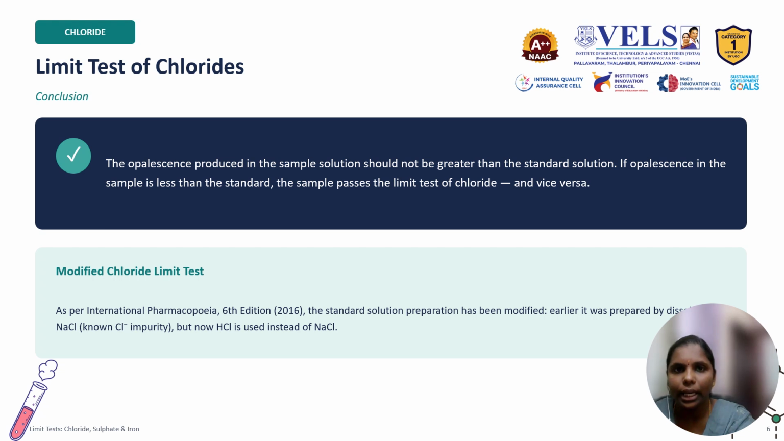Moving on to the next slide, the interpretation is straightforward. If the opalescence in the test solution is less than or equal to the standard solution, the sample passes the test. If the solution is more opalescent than the standard, the sample fails the test. Here, the key viva statement is: the test solution should not show greater opalescence than the standard solution. If it shows, the given sample fails the test.